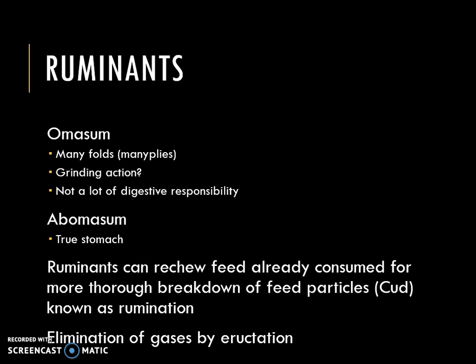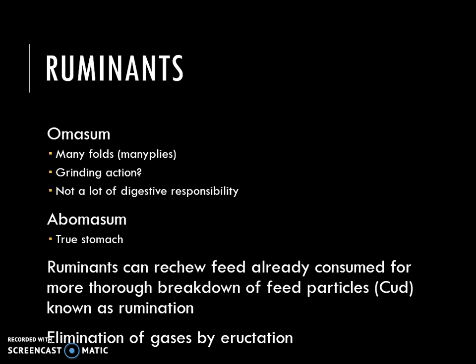The omasum is the third of the 4 stomach compartments, and it's about the size of a basketball in a full-size animal. It's also known as many folds or manyplies. It's a great deal of bunches of skin with little barbs or projections on it that we think is responsible for grinding action and particle size reduction. Not a lot of other digestive responsibility, maybe some water resorption. Other than that, we're just decreasing particle size before it moves on to the 4th stomach compartment, the abomasum, or the true stomach, which is very similar to the monogastric stomach. From there on it's back to the monogastric: the small intestine is the same, into the large intestine, the cecum, and so forth.